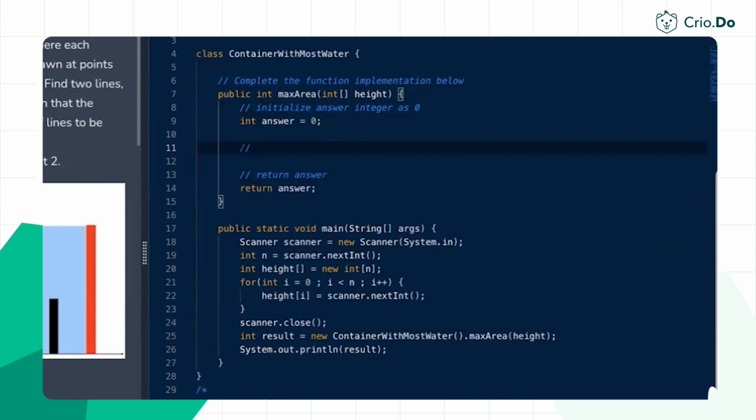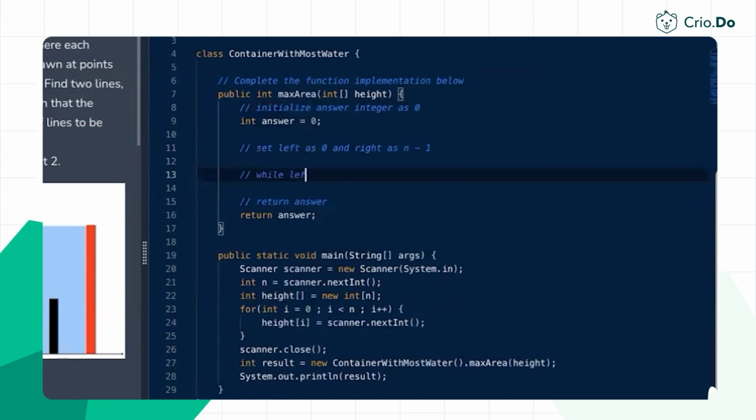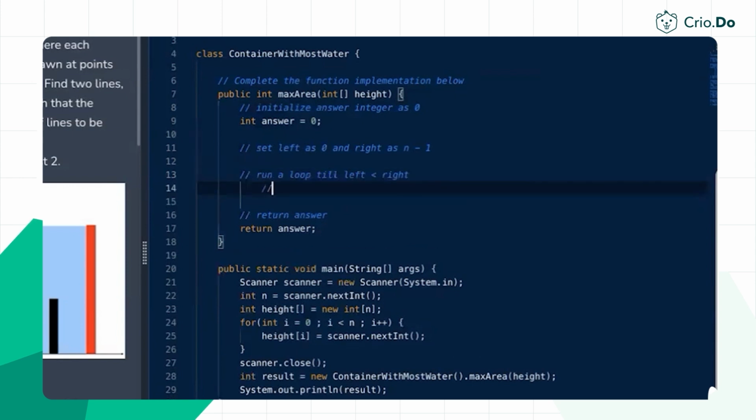We have to consider two pointers, initialize two pointers, or maybe you can say set left as 0 and right as n minus 1, where n is the array dot length. It is self-explanatory. We have to run these two pointers till the point what? Till the point left is smaller than right. So run a loop till left is smaller than right. What we have to do inside the loop?